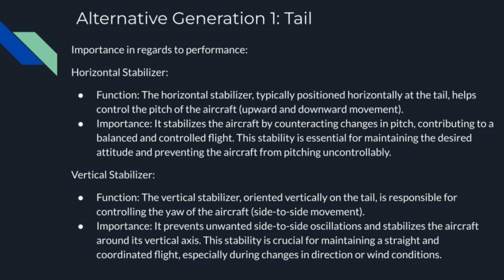And for the material guidelines, the primary construction material is balsa wood. So my first alternative generation was my tail, and some importance in regards to performance is that the horizontal stabilizer stabilizes the aircraft by counteracting changes in pitch, contributing to a balanced and controlled flight. As for the vertical stabilizer, it prevents unwanted side-to-side oscillations and stabilizes the aircraft around its vertical axis.